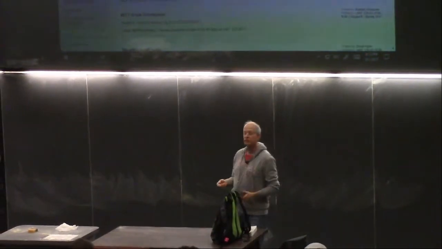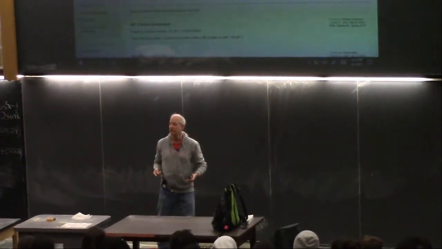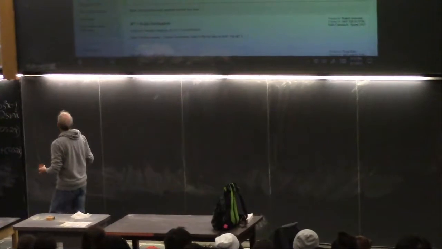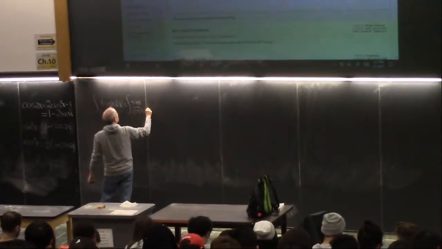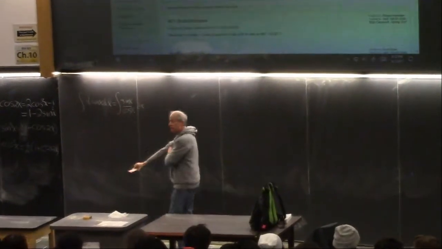So do you remember how to do the integral of tangent? I think we did it in class, but let's do it again. You want to do the integral of tangent of x dx. We're going to make that sine over cosine. And now we can do u substitution.